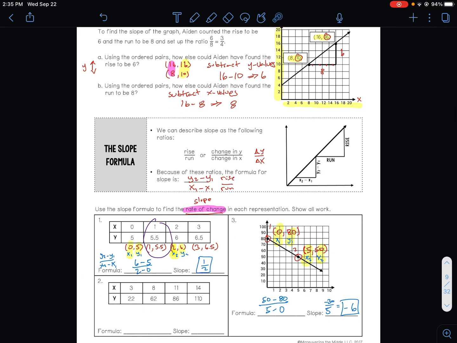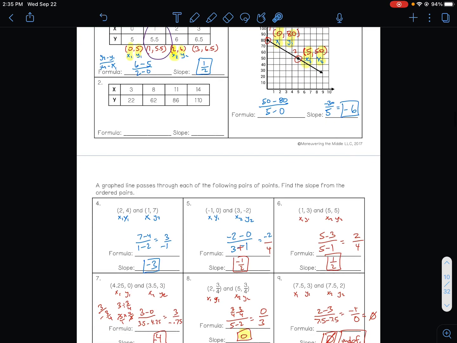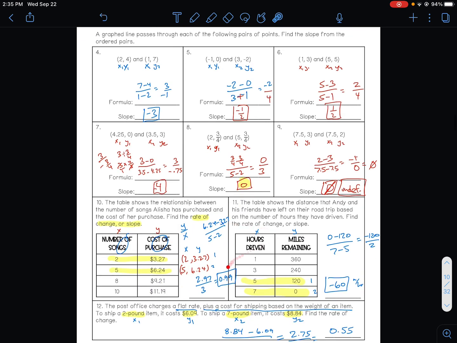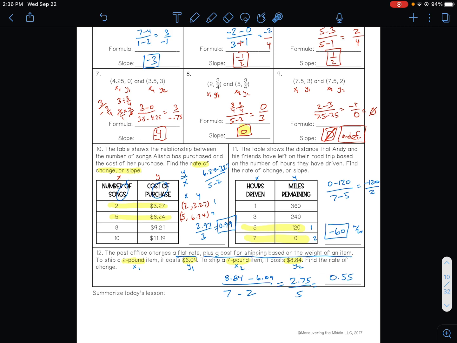We did the slope formula for tables, which are basically just series of points, graphs, which you could find points on, and we did it for points, which is actually the easiest ones because they give you the points. And also for word problems with tables, which is similar to the first one, and a word problem without any tables. So go ahead and try some problems on your own.